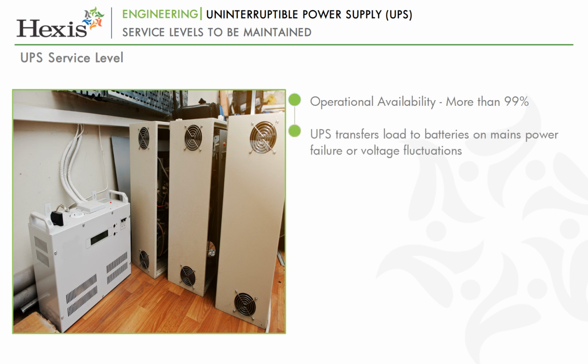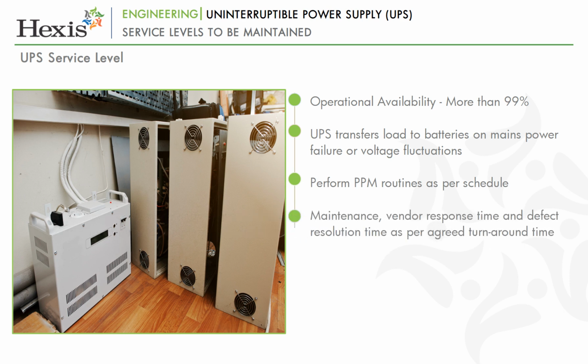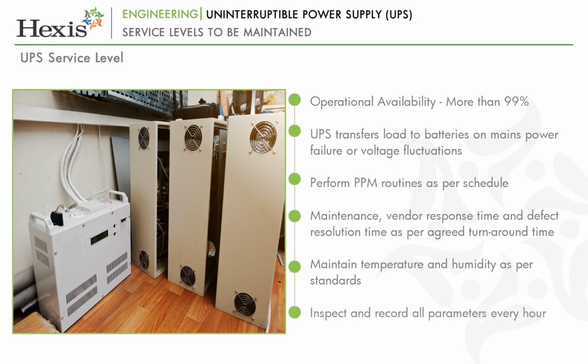The UPS should be able to transfer load to batteries whenever the mains power is lost or voltage is beyond permissible limits. All PPM routines on UPS and batteries should be undertaken as per schedule. The maintenance contract should be in place and vendor response time and defect resolution time should be done as per agreed turnaround times. The temperature and humidity levels should be maintained as per standards specified for the UPS and battery rooms. All parameters should be inspected every hour and be recorded.